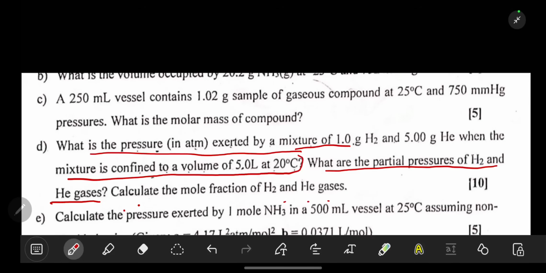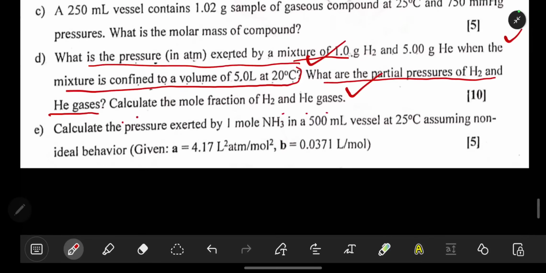So 10 marks. What we are going to do is begin with the partial pressures. Use the partial pressures to add the pressure of the mixture. That means to say we have answered 2 parts, then answer this separately. There are 2 ways of answering the first one, but let's just use Dalton's law of partial pressure.